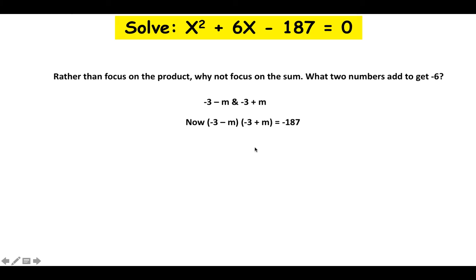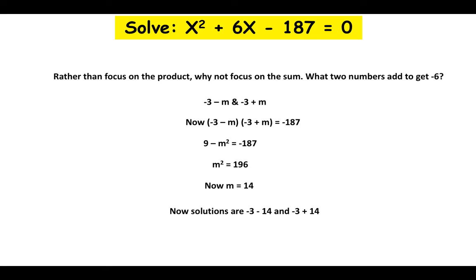We know that this relationship allows us to find m, a specific m that works for this problem, which is what we're after. So expanding, difference of two squares, 9 minus m squared is equal to minus 187. We simplify, we're going to get 9 plus 187, which gives us 196, and we end up with m is 14. Working through, new solutions are minus 3 minus 14 and minus 3 plus 14. And so we end up with the solutions minus 17 and 11.